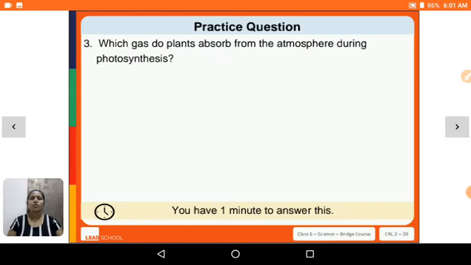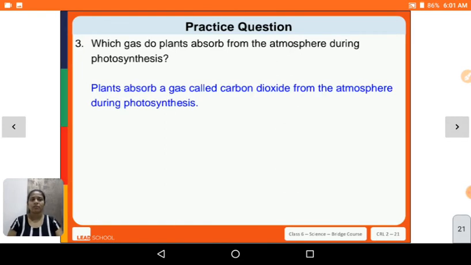Which gas do plants absorb from the atmosphere during photosynthesis? Plants absorb carbon dioxide gas from the atmosphere during photosynthesis. So all these three questions you have to write in your notebook.